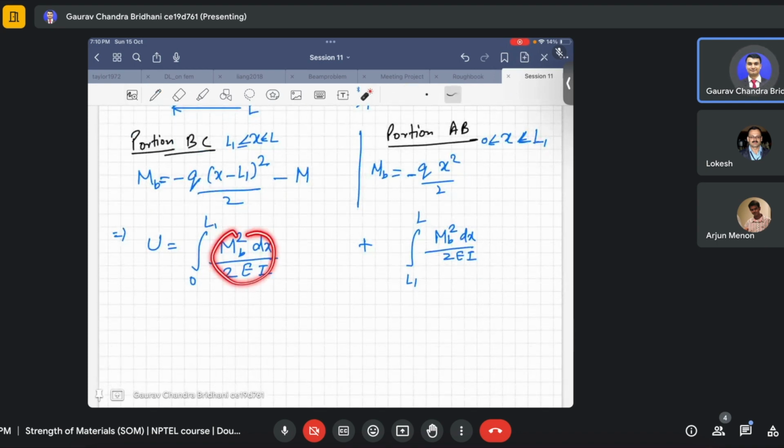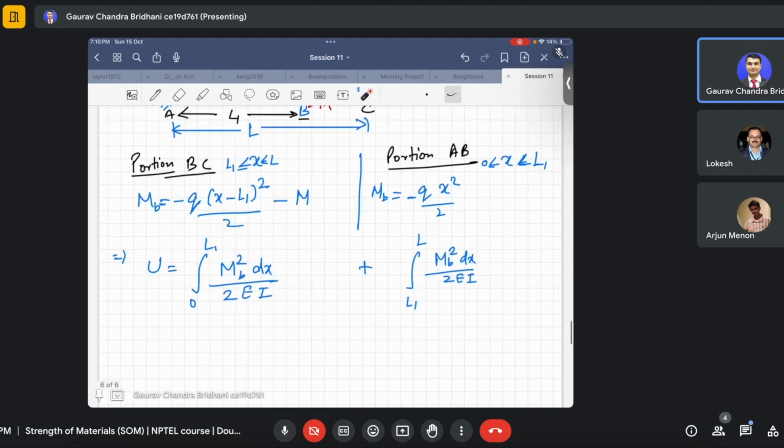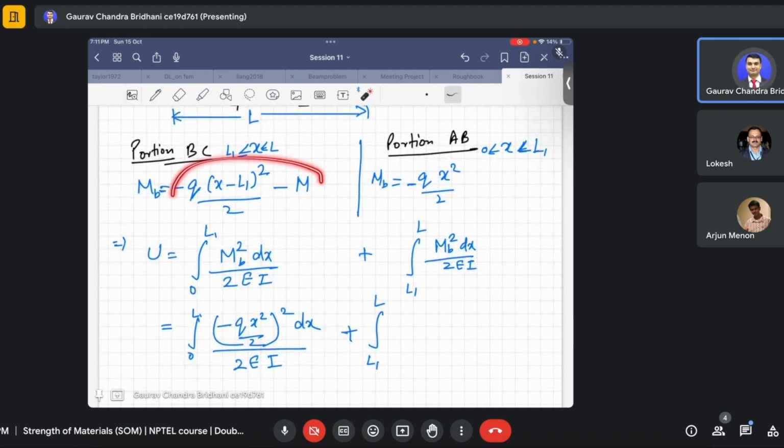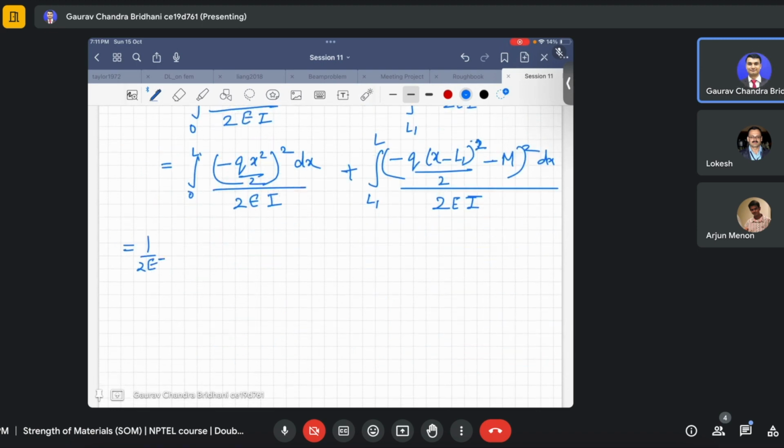Now in the first one, I will use this AB portion, because this is 0 to L1. So this will simply be the integral from 0 to L1, where MB is minus q x square by 2, whole square, dx upon 2EI. Plus the integral from L1 to L, where I put the other MB: minus q (x minus L1) whole square by 2 minus m, whole square, dx upon 2EI. Now 1 upon 2EI I can take common and keep outside, because they are constant.